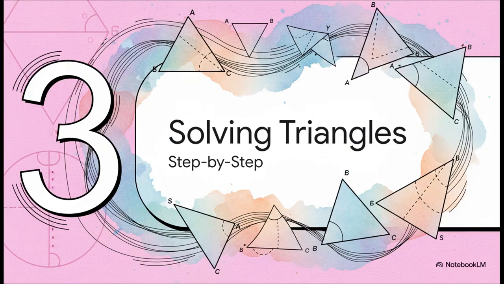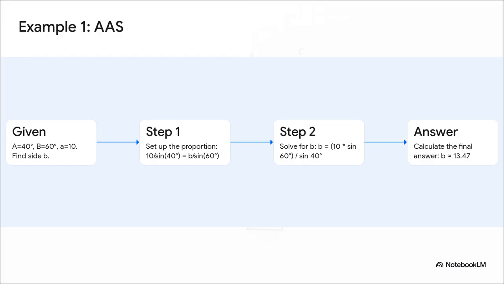All right, enough with the theory. The best way to really understand a tool is to actually use it. So, let's walk through a few examples together and see the law of sines in action. Okay, let's start with an angle-angle-side, or AAS, case. We've got two angles, 40 and 60 degrees, and we know side A is 10, which is opposite that 40-degree angle.